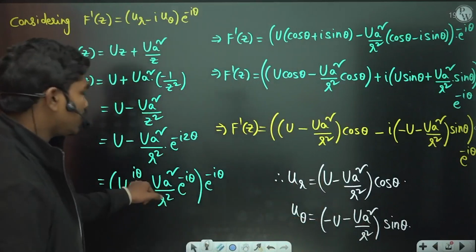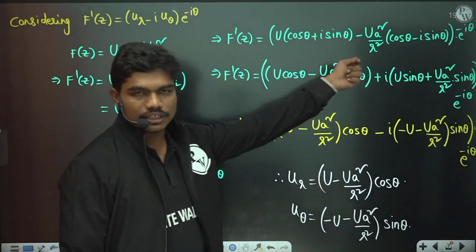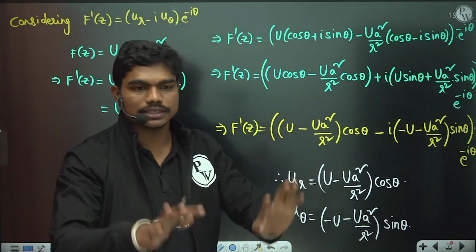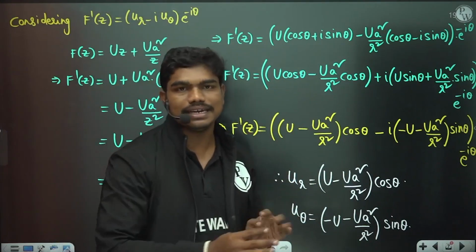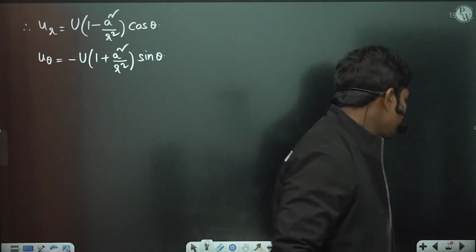Nothing big, the terms look bigger, but actually they are very simple to do. Just write this e power i theta as cos theta plus i sin theta, and e power minus i theta as cos theta minus i sin theta, then group the terms. That's it. They look lengthy, but the mathematics involved here is very simple. Now if you see, this is what you have.